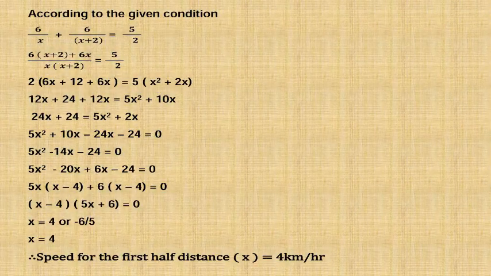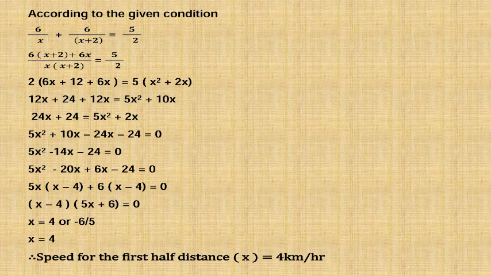According to the given condition, out of 12 km, half of the distance is covered with the speed of x km/h. So time taken to cover the half distance, half of 12 is 6, is 6 by x. And the time taken to cover the remaining half distance is 6 by x plus 2. Total time is represented as 5 by 2. So in the condition, write down that 6 by x plus 6 by x plus 2 is equal to 5 by 2.